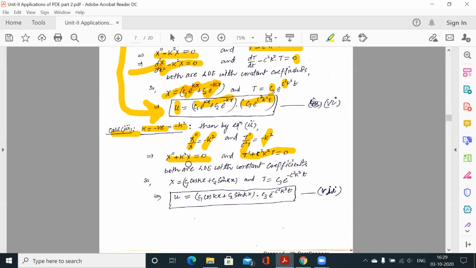The real part is 0 and the imaginary part is k. So how to write CF? e to the power 0x, because the real part is 0, into c1 cos beta x plus c2 sin beta x, and beta is k.